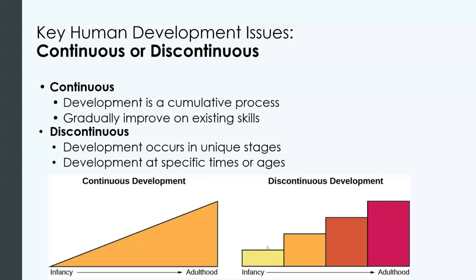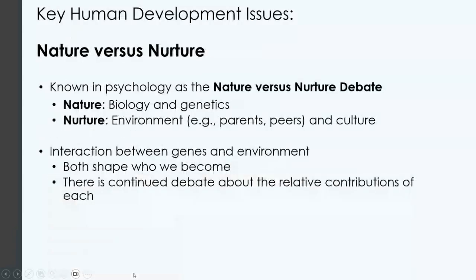Discontinuous development means that development can be unique and that maybe you don't have successful resolution at one stage, but maybe when you get to the next stage, that could take off on its own. And so that's discontinuous development theory.